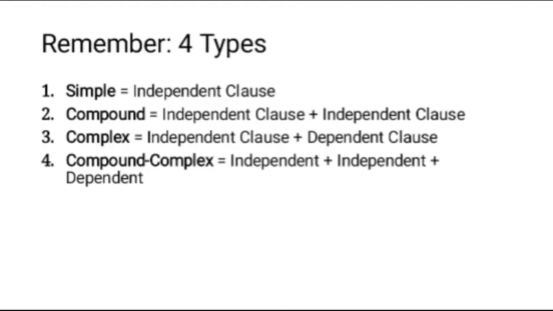Now remember 4 types. Simple will have an independent clause. Compound: independent clause plus independent clause. Complex: independent clause plus dependent clause. Compound complex: independent plus dependent. While writing these things, where it is written independent, do write down independent clause. Keep it in mind, independent clause is also known as principal clause. Dependent clause is also known as subordinating clause.